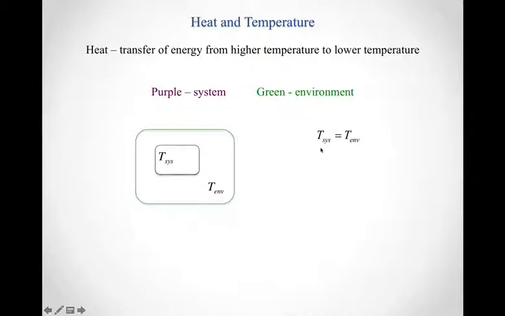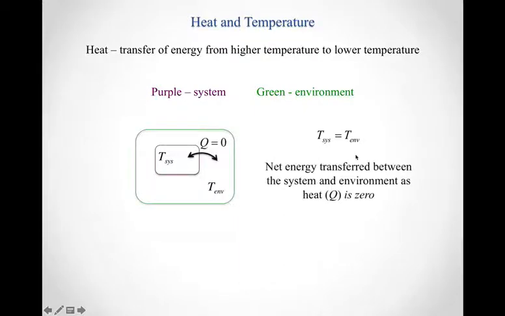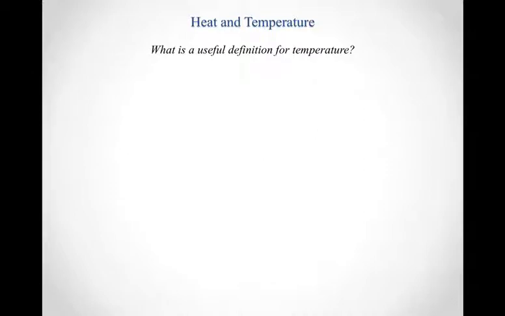If my system and environment are at the same temperature, then the net energy transferred between them as heat is zero. There still may be energy transferred across this boundary. It's just that as much energy will go from the environment to the system as will go from the system to the environment. And this defines what's known as thermal equilibrium. A system is in thermal equilibrium with its environment once they've reached the same temperature and they stop exchanging energy as heat. So our definition for heat is that it's a transfer of energy due to temperature differences.